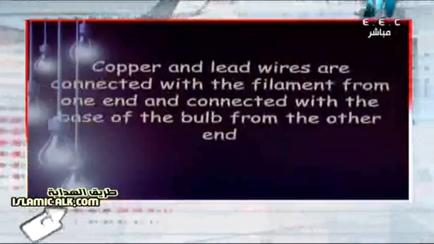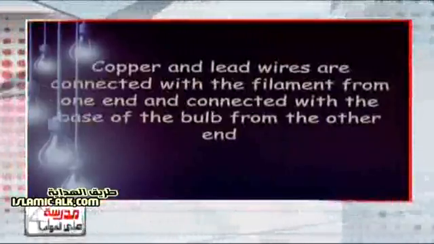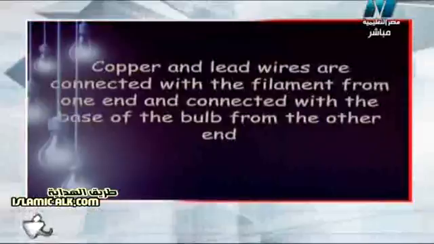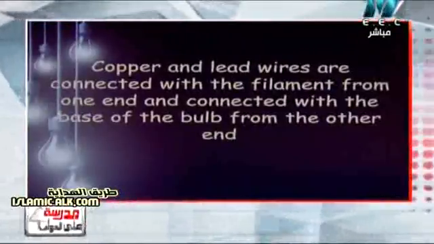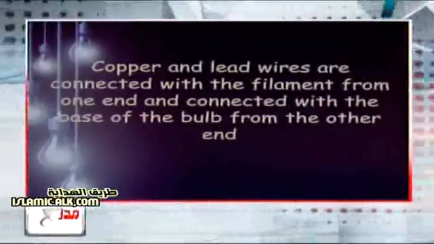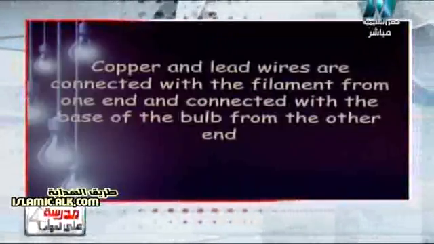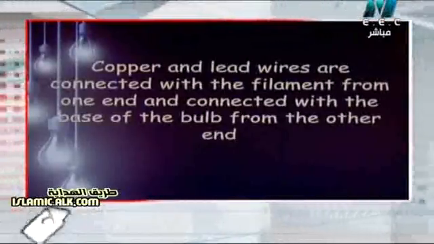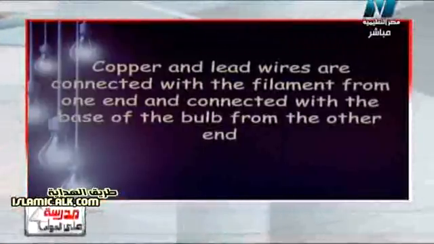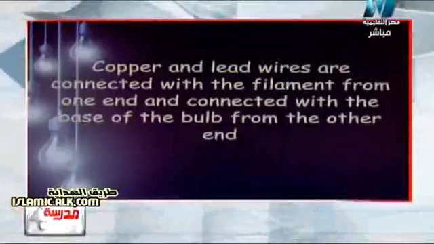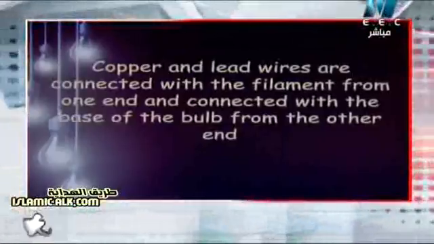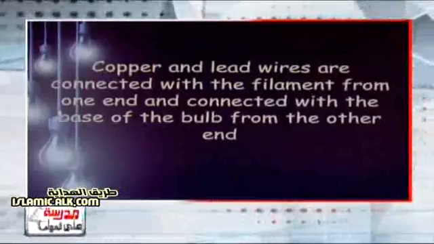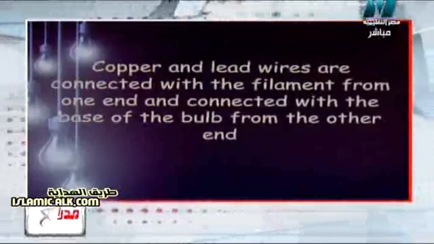Another question says that copper and lead wires are connected with the filament from one end and connected to the base of the light bulb from the other end. I think it's a long question but it has a short answer, a very easy answer at the same time. So again, the copper and lead wires are connected with the filament from one end and connected with the base of the bulb from the other end.